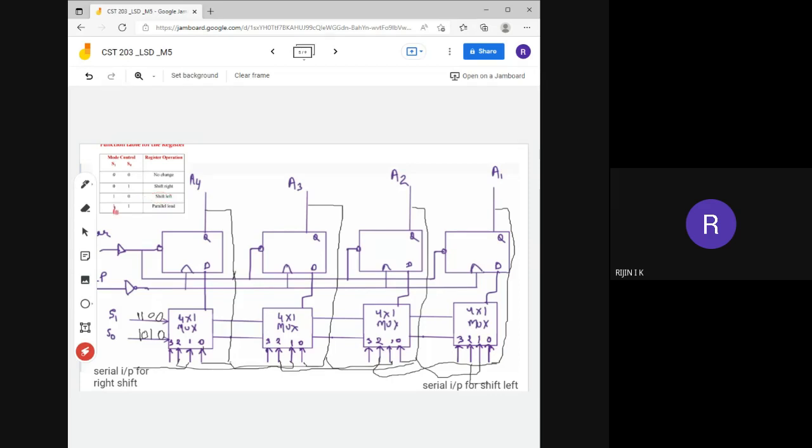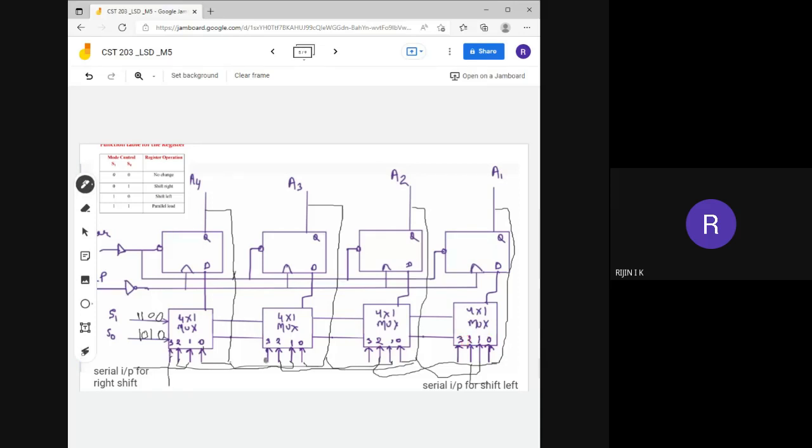Then if both bits are 1 1, then what it has to perform? It has to perform parallel load operation. If 1 1 എന്ന് പറഞ്ഞു കഴിഞ്ഞാൽ എന്താണ് സംഭവിക്കുക? It will select line number 3. Multiplexer will select line number 3. Okay, so ആ line number 3 ൽ കൂടെ നിങ്ങൾ എന്ത് കൊടുത്താൽ മതി?